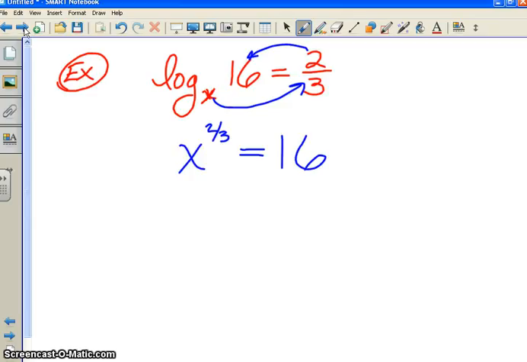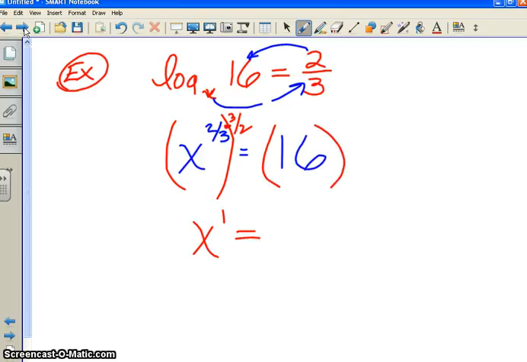And now I want to get the 2/3 out of there. The 2/3 is an exponent, so I've got two options. I could do the 2/3 root of both sides, or the one I prefer, to get rid of that 2/3 as an exponent, I can do the reciprocal exponent, because then I'm using my power to power rule. 2/3 times 3/2 is x to the 1, and whatever I do on the left I do on the right.